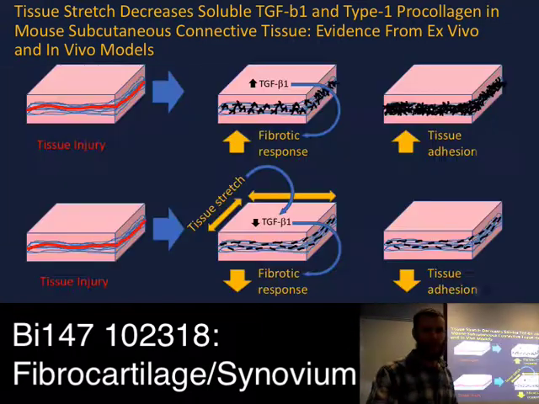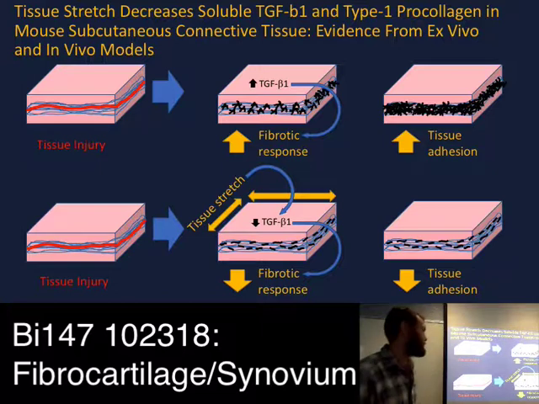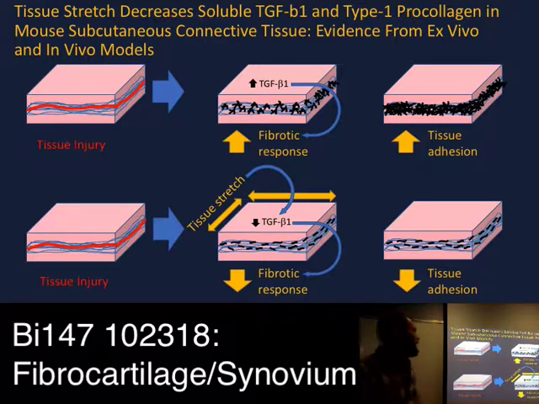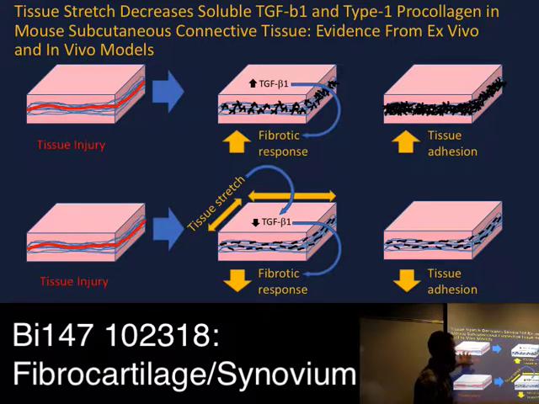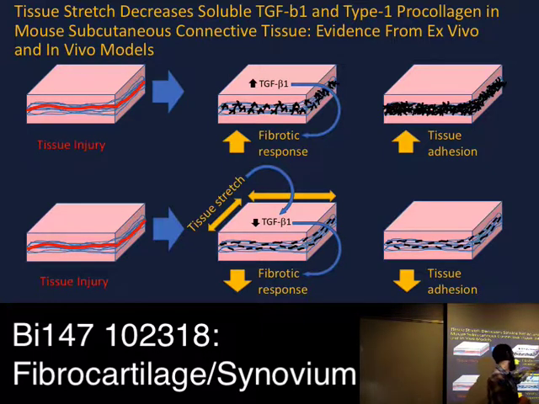Running out of time, don't want to get to that. Let's just get to the chase. So on one hand, we have tissue injury, no stretch. Tissue growth factor is high, and there's this increased fibrotic response, which leads to high tissue adhesion.